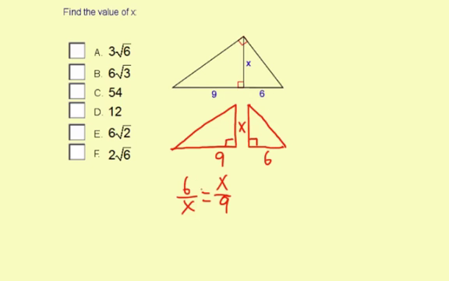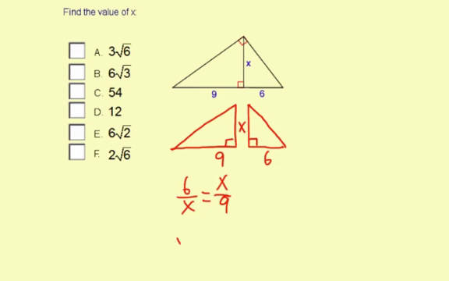And this is also a geometric mean situation. Notice that you have x and x on one of the main diagonals. That means this x, this height of the largest right triangle, is the geometric mean between 6 and 9. So let's go ahead and solve for x here.